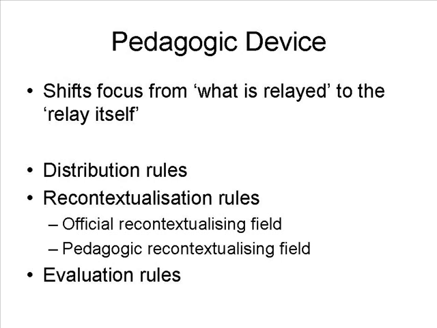device works. First is the distribution rules, which distribute knowledge selectively to various groups so as to construct what is thinkable or unthinkable, what is legitimate knowledge or illegitimate knowledge in various groups.